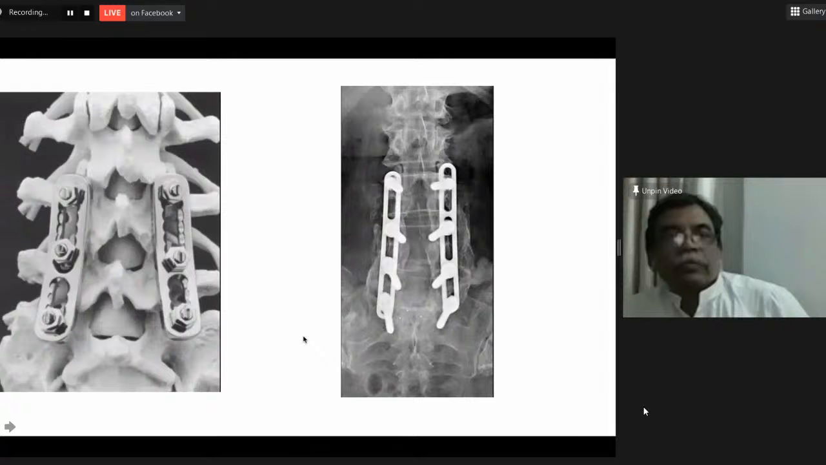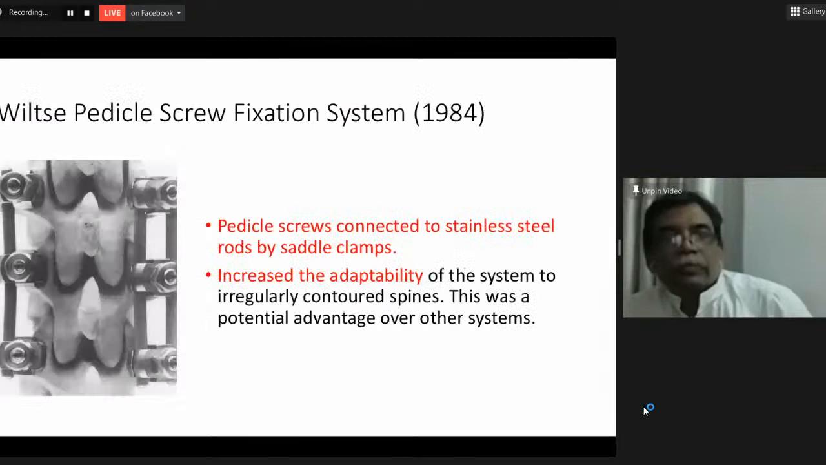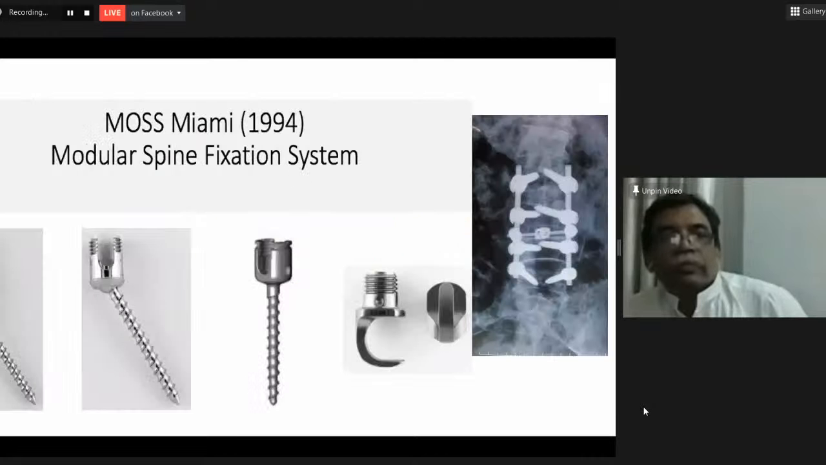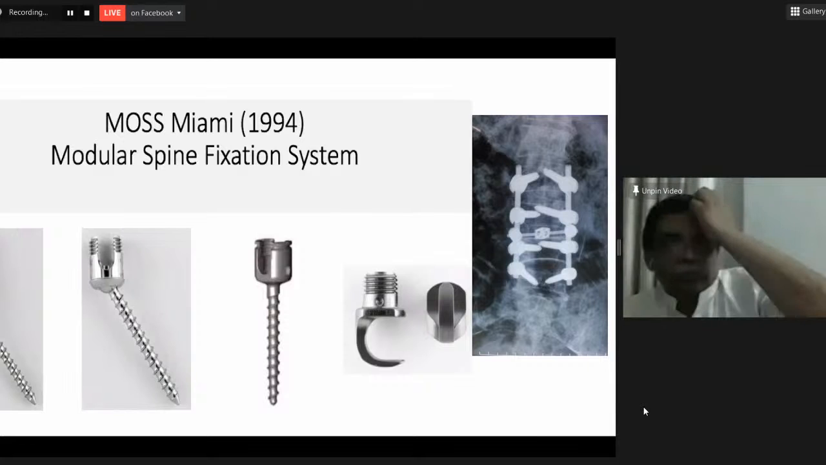It has a lot of obliquity, so you can adjust the screw. You can see there is a hole there, and it can be moved up or down anywhere. Wilsey actually invented the saddle clamp, so it increased the adaptability of fixation. Then this is the last generation, the modular system, the Moss-Miami system, where we have all sorts of modularity. We have a polyaxial screw, uniaxial screw, there may be a reduction screw, there may be use of hooks.